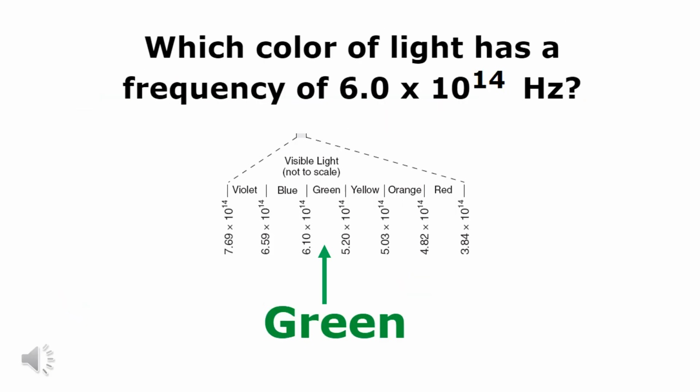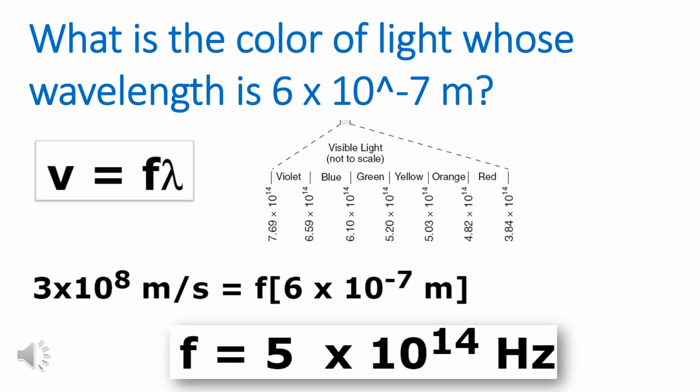Which color of light has a frequency of 6 times 10 to the 14th hertz? If you are given a frequency of light, you could use the diagram to find the color. A frequency of 6 times 10 to the 14th hertz fits within the range of the color green. Be careful when you read the chart because the left side of the frequency range for each color is higher than the right.